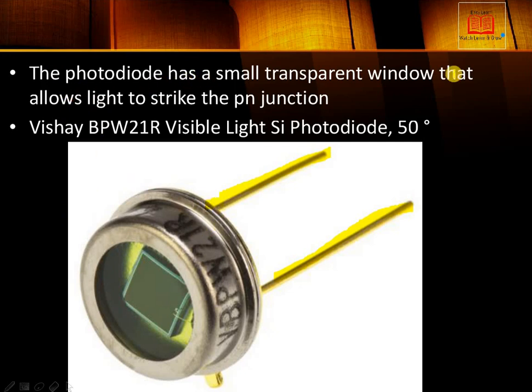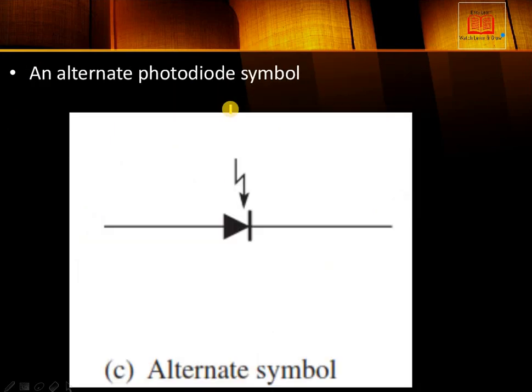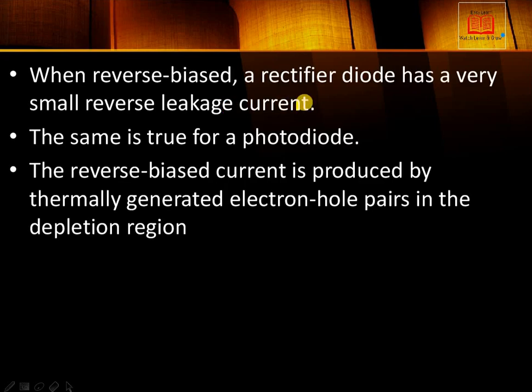The photodiode has a small transparent window that allows light to strike. And here is an alternative symbol, another symbol. When reverse biased, a rectifier diode has a very small reverse current. We are talking about the normal PN junction diode, the rectifier diode. When connected in reverse bias, in the practical case, there is a very small reverse current, called leakage current. But in the ideal case, there is no leakage current; the reverse current is zero. The same is true for the photodiode.